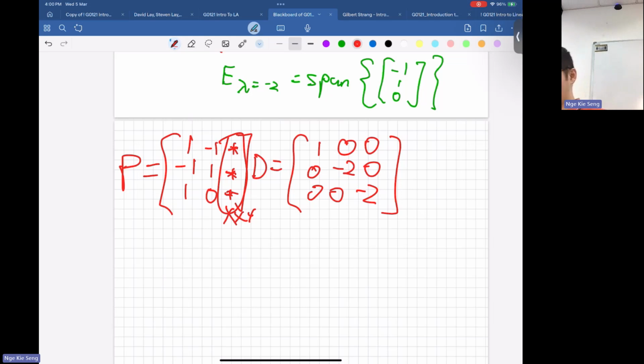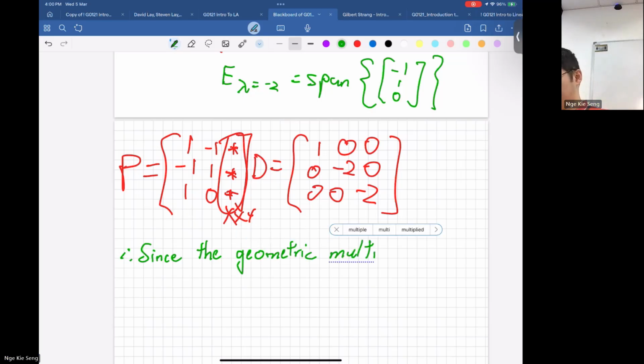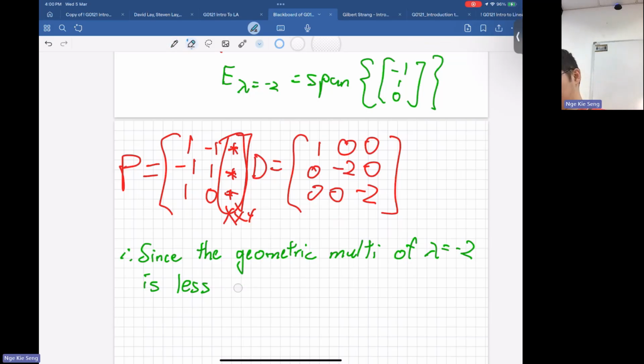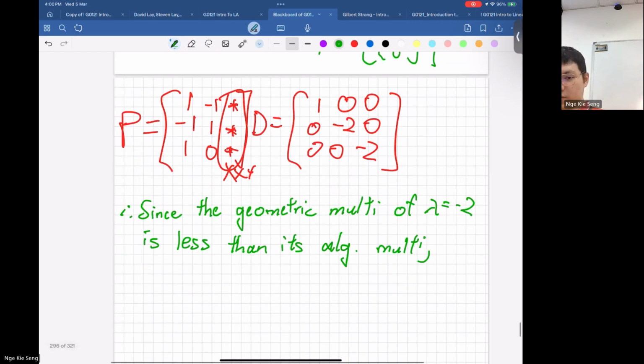Okay, so I would say that since the geometric multiplicity of lambda equals -2 is less than its algebraic multiplicity, A is not diagonalizable.